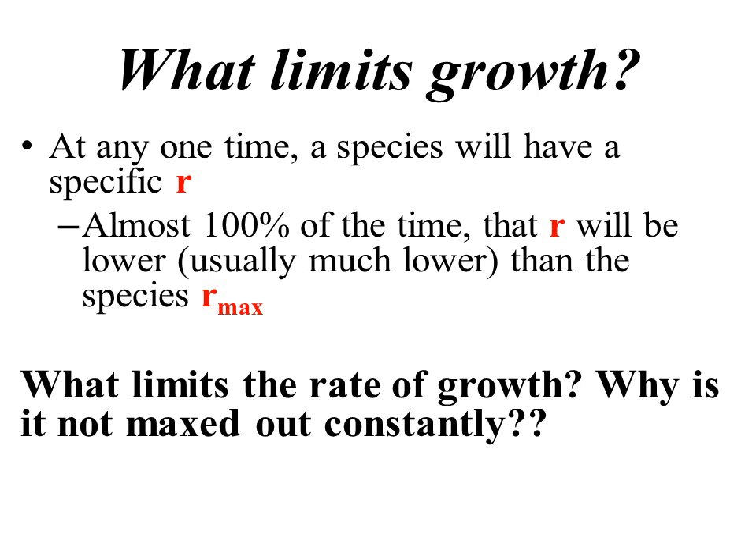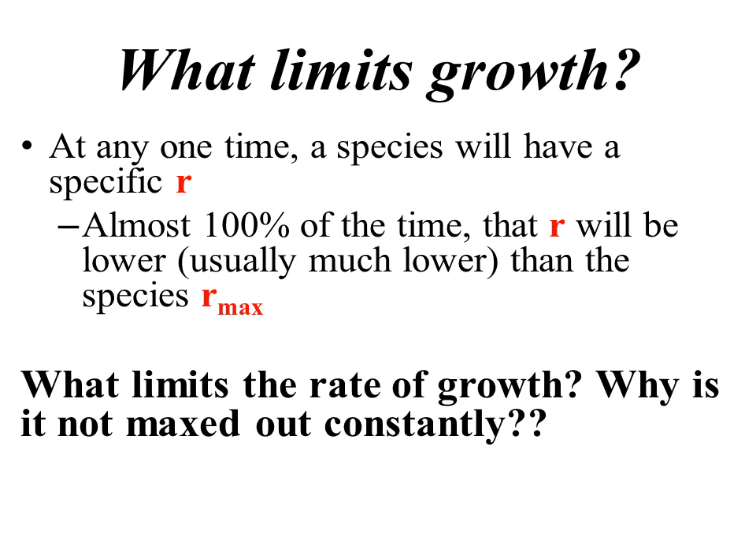So the deal is that even though all of these species have a different R max, at any one time a species will have a specific R, almost 100% of the time, with the exception of that Petri dish example, where the Petri dish had the perfect conditions for that bacteria. Very rarely will that be true in an ecosystem.